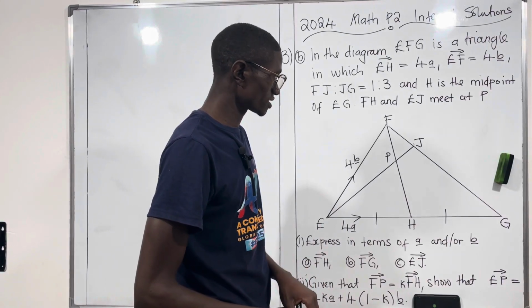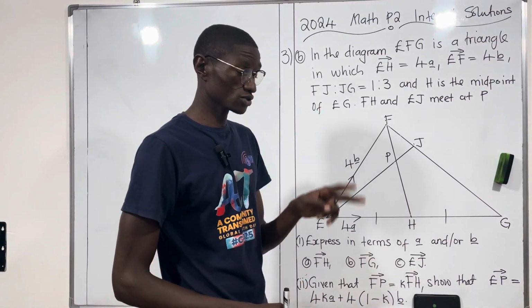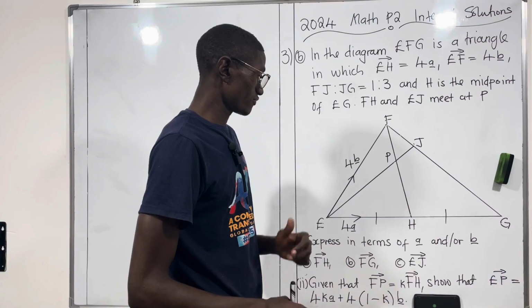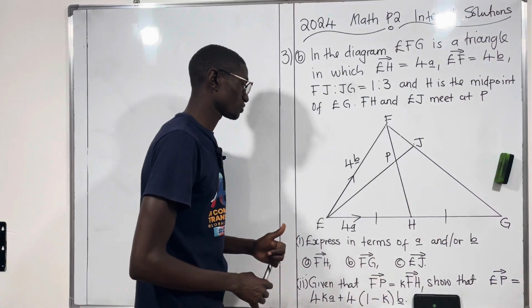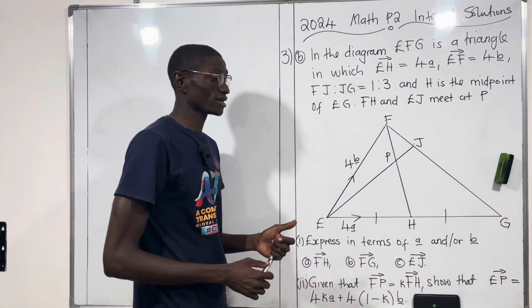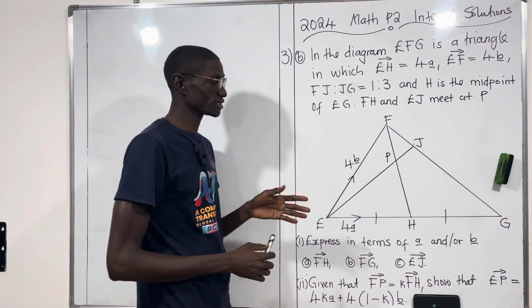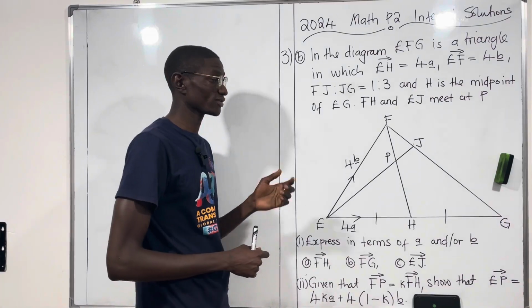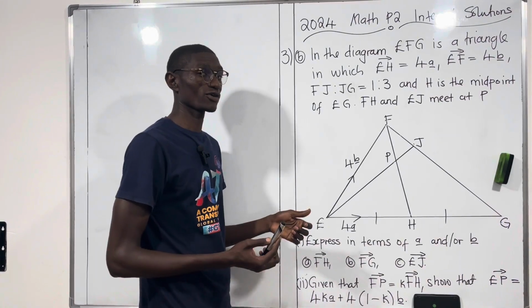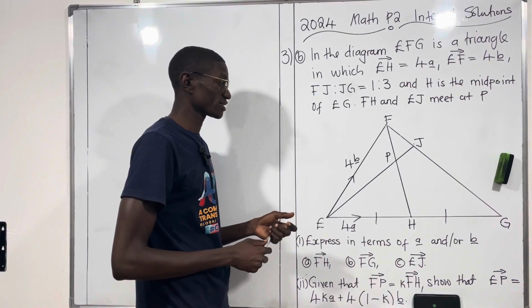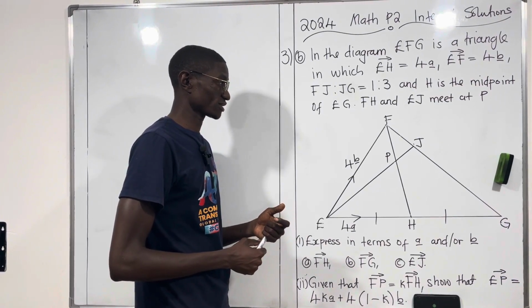When you're dealing with vectors, it is important to take note of these two things. The first thing is that you need to pay attention to the direction of the vector. If you are heading in the same direction as the vector, then the value for that vector is going to be positive. But if you are going against the direction of the vector, then the value for that particular vector changes to a negative.